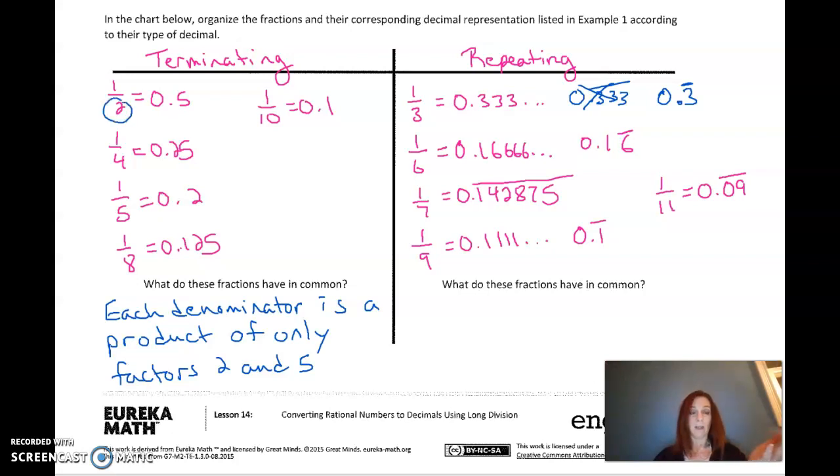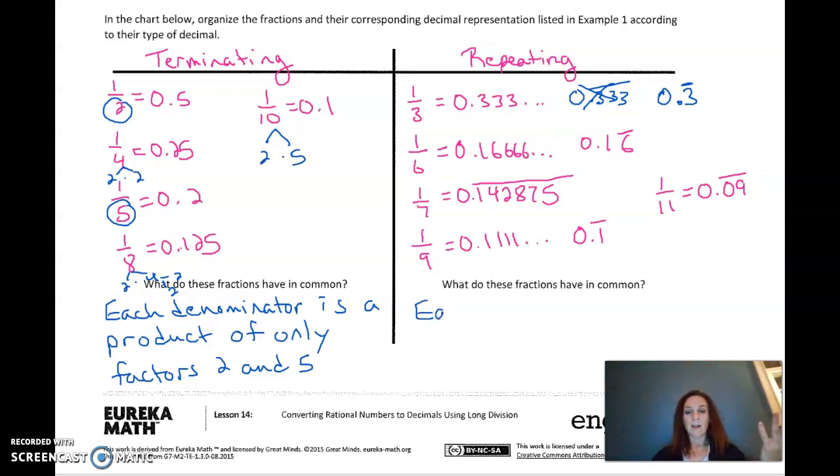Well, that's a 2. 4, guess what 4 breaks down to? 2 times 2. 5 breaks down to itself. 8 breaks down into 2 times 4. 4 breaks down into 2 times 2. Sorry, that one's hard to see. And this breaks down into 2 times 5. We'll practice that more. But what I want you to see is that when you do a factor tree with these, they're always 2s and 5s.